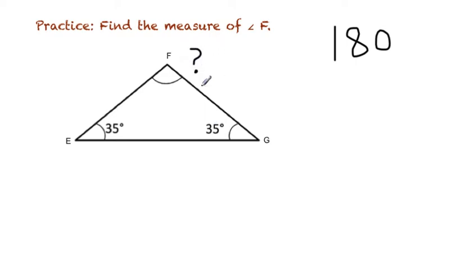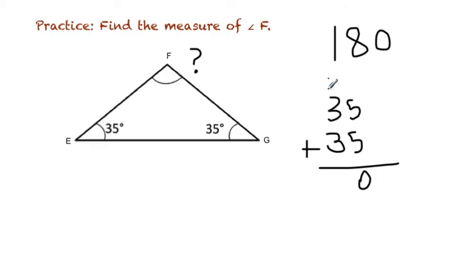That's our question. Okay, so we can do 35 degrees for angle G plus 35 degrees for angle E. We'll add those together and we get 70 degrees. So these two angles, angle E and angle G, add together equals 70 degrees. Now we know that these equal 70, so then we have to think, okay, well if all of them equal 180, we just have to subtract 70 from 180.